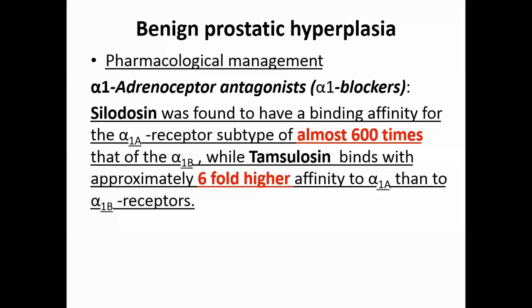The most selective alpha blockers for alpha-1A, which we said is present in the bladder outlet and the prostate, are tamsulosin and silodosin. Silodosin has an affinity for the alpha-1A receptor almost 600 times higher than for alpha-1B, so it is a very selective agent. Tamsulosin is also selective, but with about 6-fold higher affinity for alpha-1A than alpha-1B. Tamsulosin is commonly used. Silodosin is a new agent. It's expensive, but it is very selective. But tamsulosin will serve the purpose.